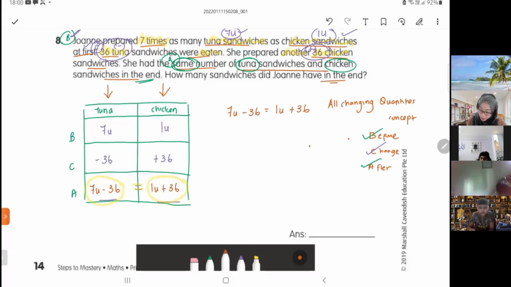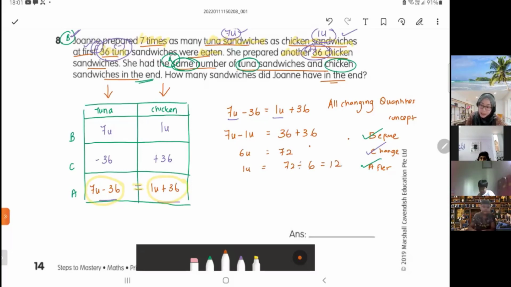Then we are going to group all the units to one side. Usually when we are grouping them, we are comparing the units. Minus equals to 36 plus 36. So 6 units is 72. 1 unit is 72 divided by 6, which equals 12.